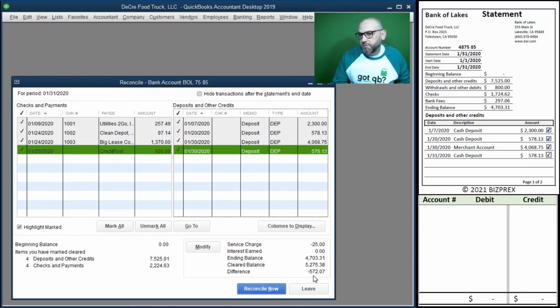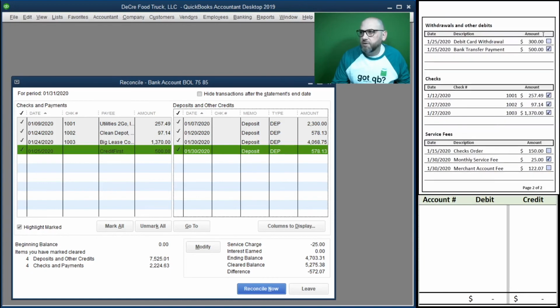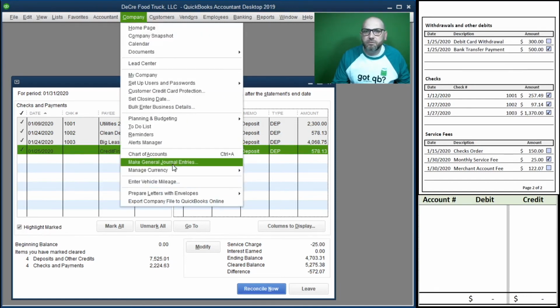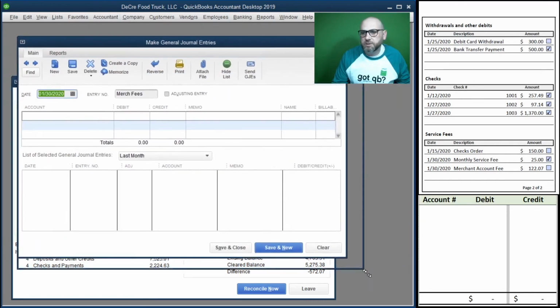And we still have a difference, right? Well, let's take a look. We still have 1, 2, 3 entries that we got to book, right? And we're going to go ahead and book them. I want to use General Journal Entry interface. And the beauty of this interface is that you can actually see debits and credits.